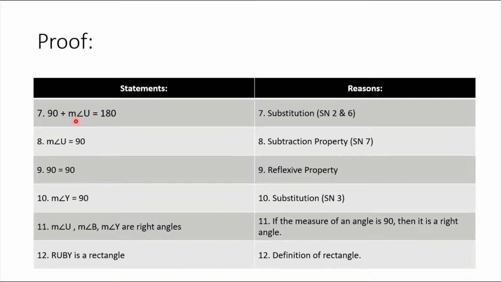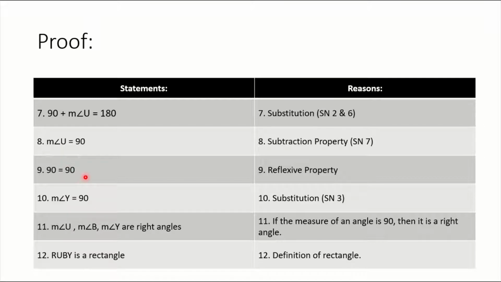So, to get the value of the measurement of angle U, you have to transpose yung 90 sa right side. So, it will become the measure of angle U is now 90, kasi 180 minus 90 is 90. Subtraction property of statement number 7. So, yun yung ginawa natin, 180 minus 90. So, therefore, we have concluded that measure of angle U is 90.